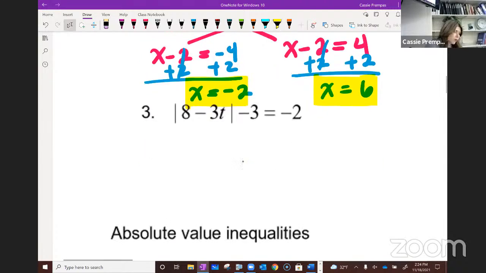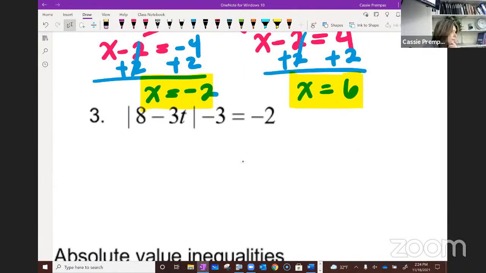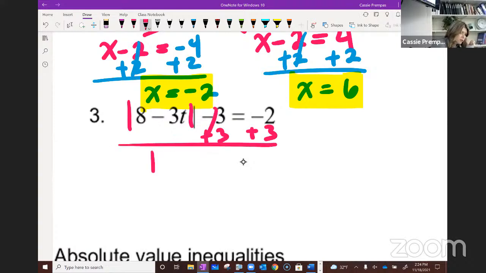Number 3 is a little bit different. What do we have to do first in number 3? Add 3. We need to isolate the absolute value before we can really get rid of it. So I'm going to add 3, which would give me the absolute value of 8 minus 3t is equal to 1.